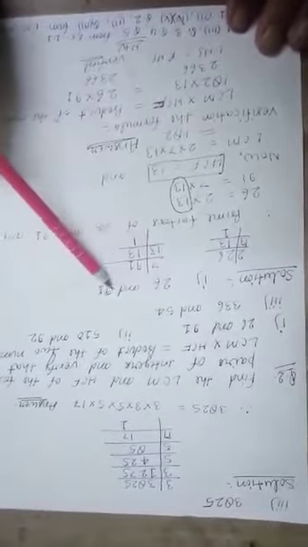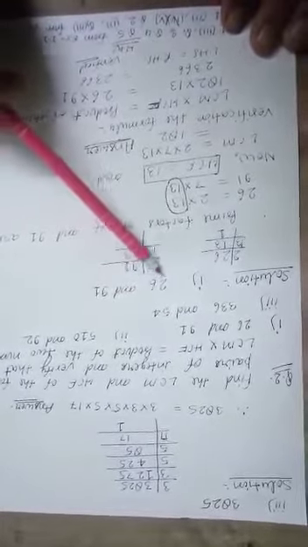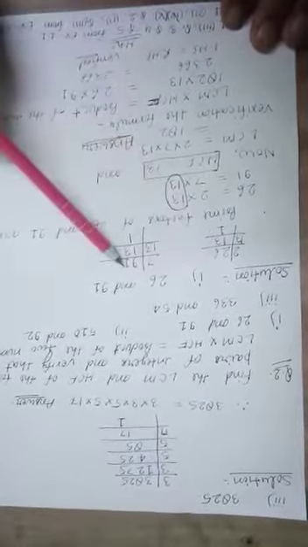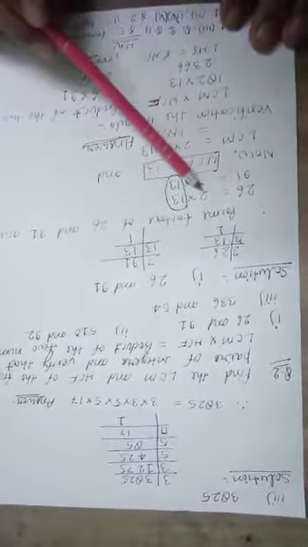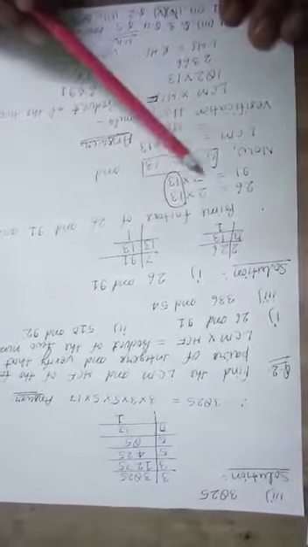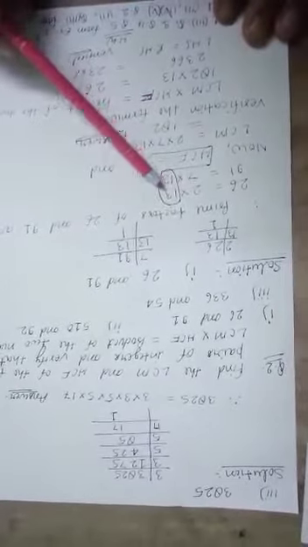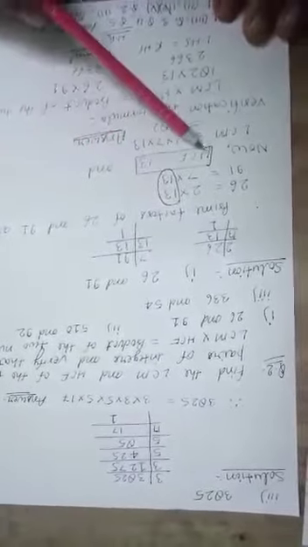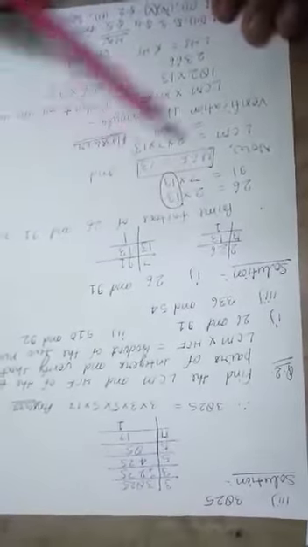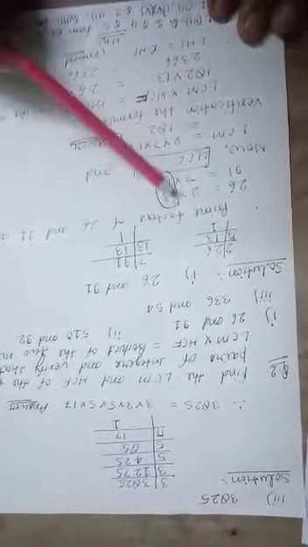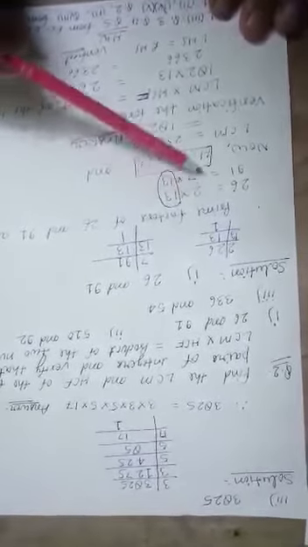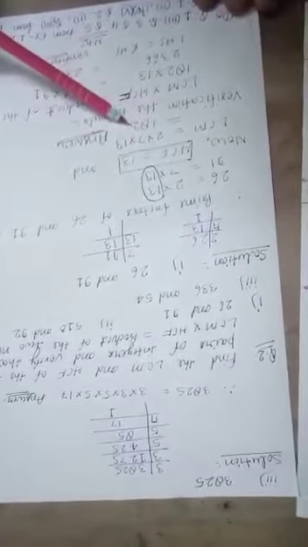HCF: for HCF, first find prime factors of 26 and 91. The prime factors of 26 equal 2 into 13 and 91 equals 7 into 13. Therefore the common factor is 13, hence HCF equals 13. And for LCM, taking common factors 1 time, and also take the remaining factors. Therefore LCM equals 2 into 7 into 13 equals 182. It is the answer.